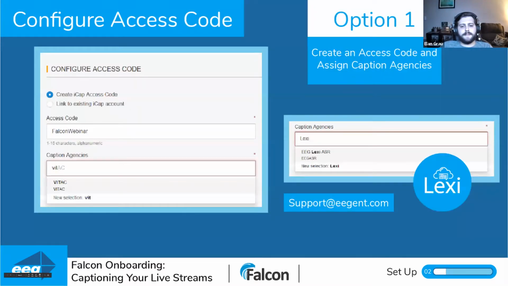The configure access code section is where you tell Falcon how you will be captioning your stream. There are two ways to do this. First, you can create an iCap access code, which allows your authorized captioners to have access to the stream by adding them as a caption agency. EEG works with many captioning services, and most of them should be accessible by entering the first few letters of their name. If they don't show up in this field, which you can select and load directly into the captioning agencies field, feel free to contact our support, and we'll be glad to make sure that they're added to the list.